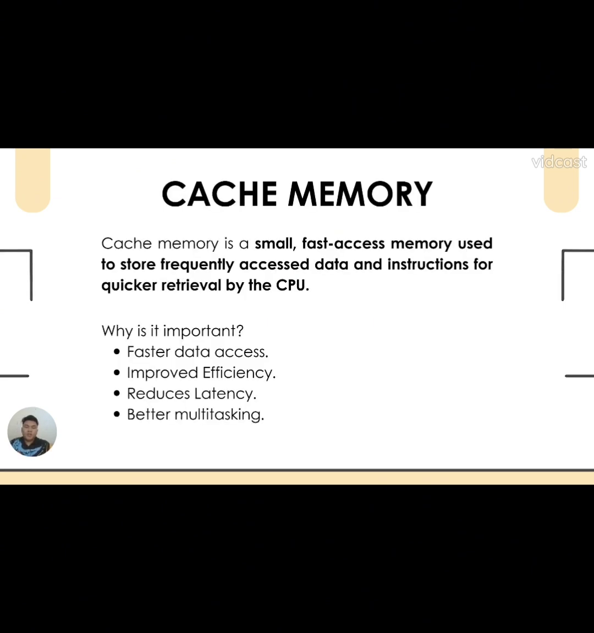Cache memory is a small, fast-access memory used to store frequently accessed data and instructions for quicker retrieval by the Central Processing Unit, or CPU.